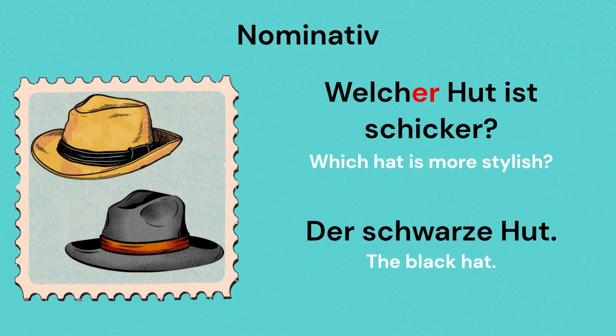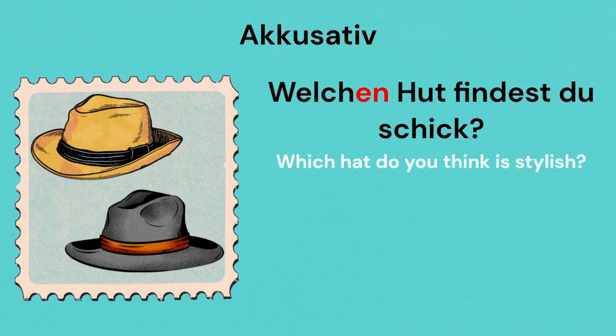Let's look at the answer. Der schwarze Hut. You can also just simply say der schwarze. Let's move on to the next case. Accusative case. In this case, Hut has to be the accusative object. There also has to be a nominative subject in the sentence. So here's the question. Welchen Hut findest du schick? Du is the nominative subject and Hut is the accusative object.